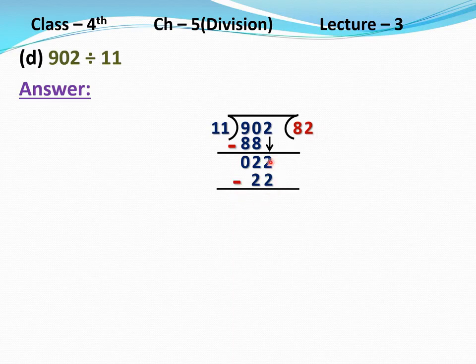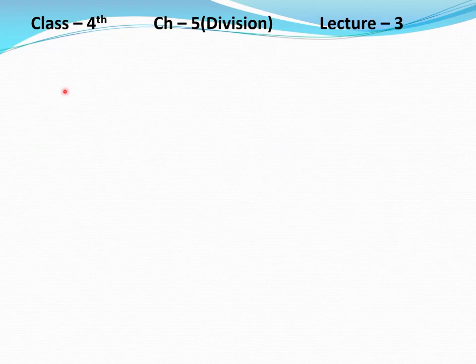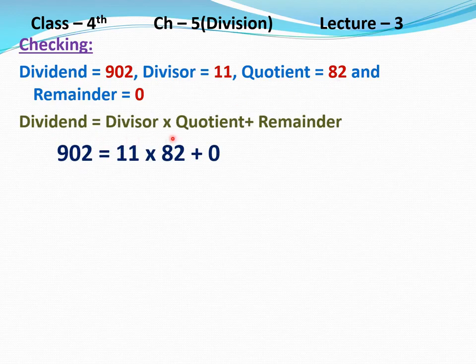Now we will do subtraction. 2 minus 2, 0, 2 minus 2, 0. Hence quotient equal to 82 and remainder equal to 0. Write down quotient equal to 82 and remainder equal to 0. Now write down dividend equal to 902, divisor equal to 11, quotient equal to 82 and remainder equal to 0. Write down dividend equal to divisor multiply quotient plus remainder. 902 equal to 11 multiply 82 plus 0.